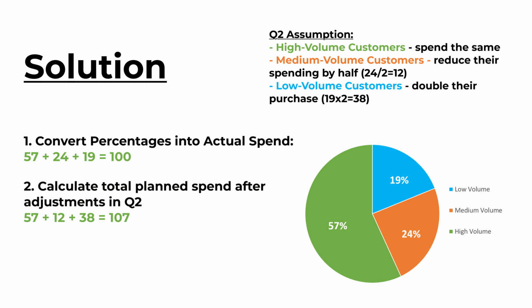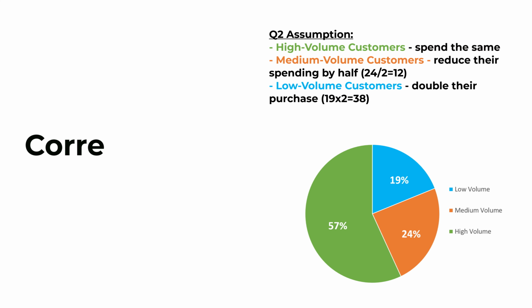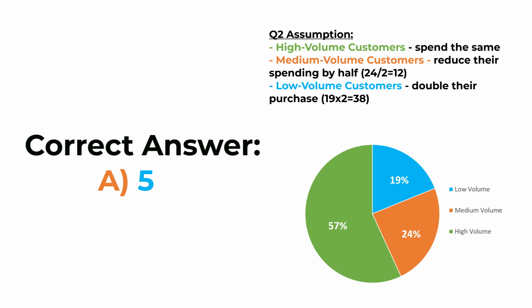To calculate Q2 percentage spent for high-volume customers, we need to divide 57 by 107 and multiply it by 100%. So the new percentage value is 53.27%, which matches closest the choice A. So the correct answer here is choice A, 53%.